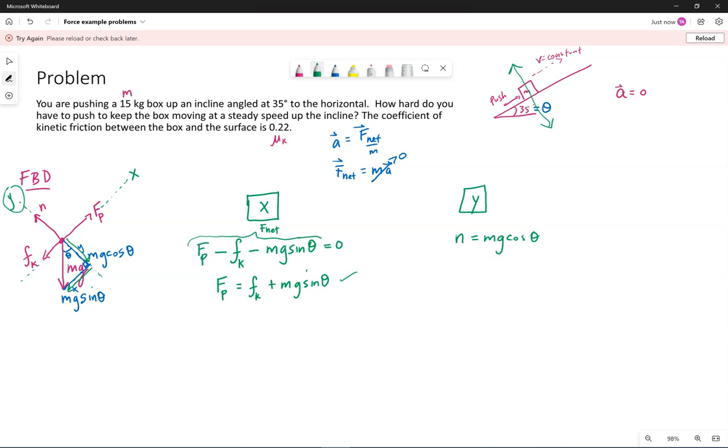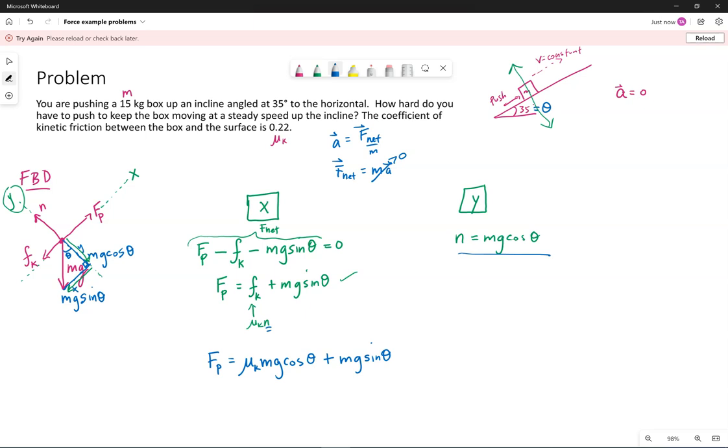All right, let's make some substitutions. So for example, we know the force of kinetic friction will be the coefficient of friction times the normal force. If I put in coefficient of friction, the y equation tells me the normal force needs to be mg cosine theta. So that whole term is my force of kinetic friction. And then we still have the mg sine theta term.